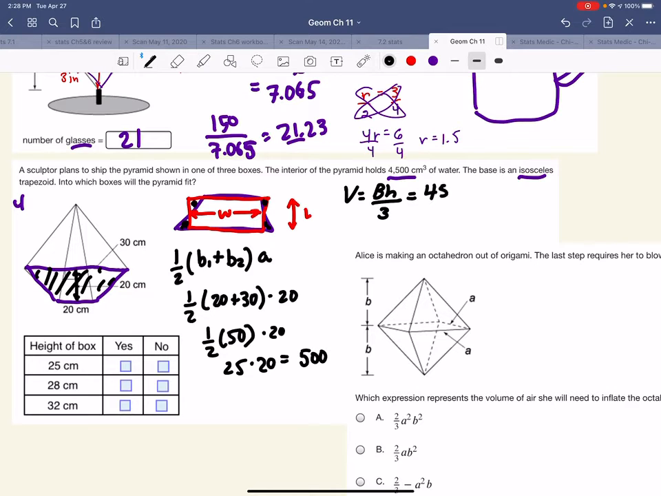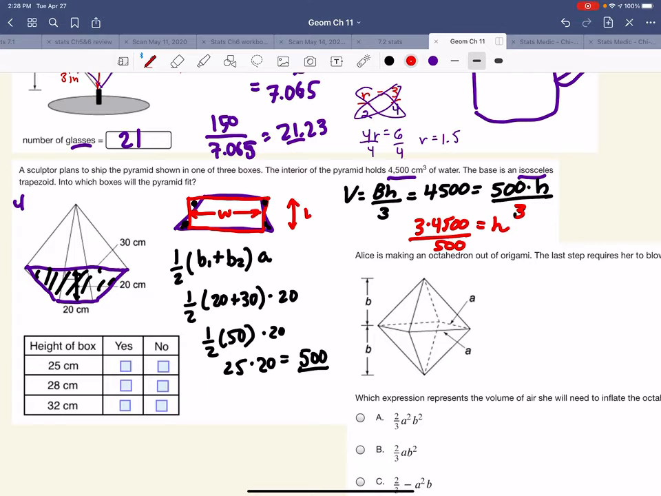We know the volume is 4,500, and we found the area of the base, right? The area of our trapezoid is 500. We don't know the height, and we have to divide by 3. Okay, so doing some algebra, we can move the 3 up here with the 4,500. And the 500 we can move down below, so we have our height. So let's see what we get here.